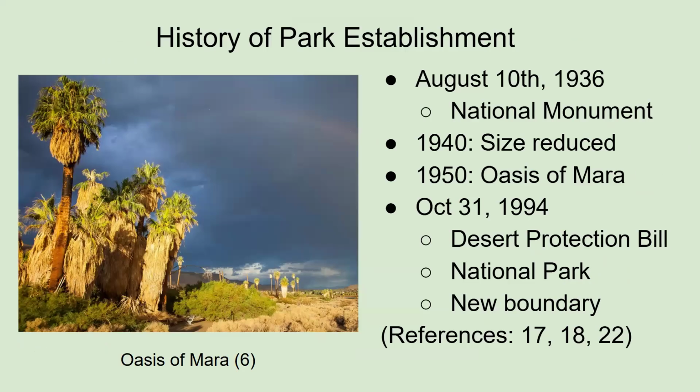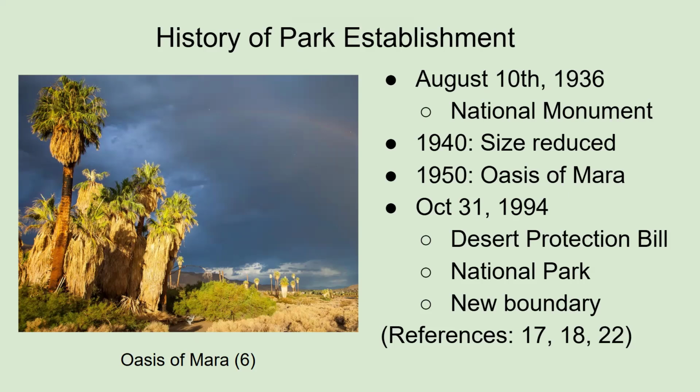Joshua Tree's history as a national park began when a local concerned about cactus poaching made efforts to protect the area and raise awareness, leading to the establishment of Joshua Tree National Monument in 1936. In 1940, the monument's size was reduced, and in 1950, the Oasis of Mara, pictured here, was deeded to the NPS. On October 31st, 1994, Joshua Tree became a national park under the Desert Protection Bill after citizen activists advocated for desert parks and wilderness preservation.